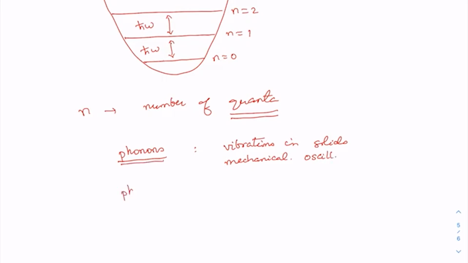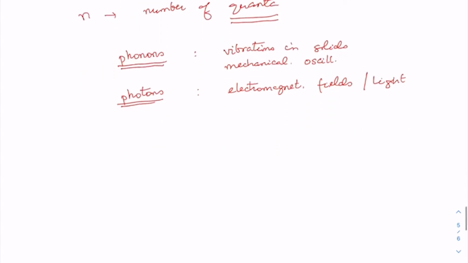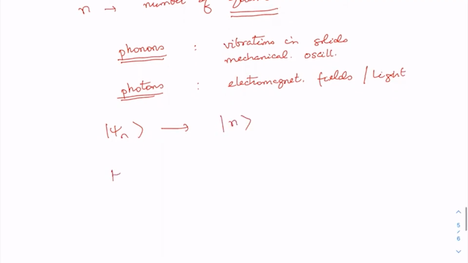On the other hand, if we talk about electromagnetic fields or light, these quanta are called photons. So for an electromagnetic field or light, these quanta are known as photons. Okay. Now, instead of psi n, actually most of the time we write it as ket n here, and in that case our energy eigenvalue equation would become like this.